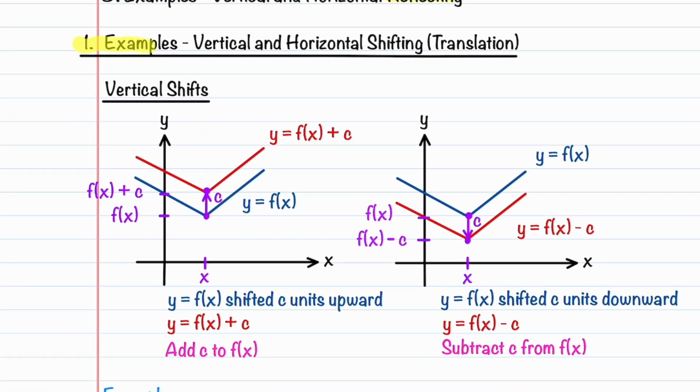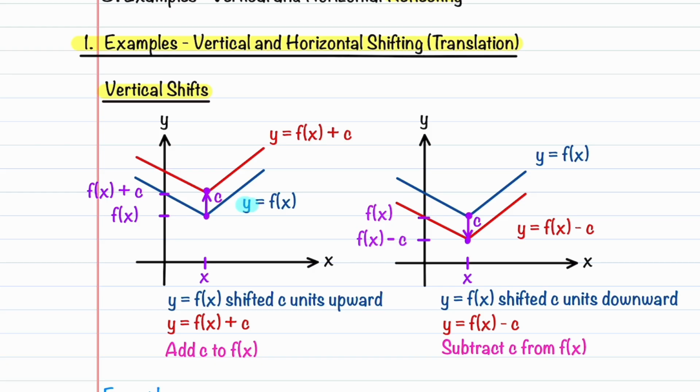Let's start with vertical and horizontal shifting, also called translations. These move the graph of a function up, down, left, or right without changing its shape. Vertical shifts occur when we add or subtract a constant from the function.